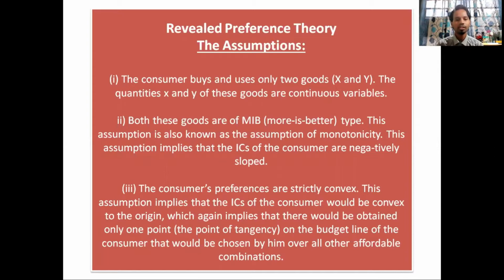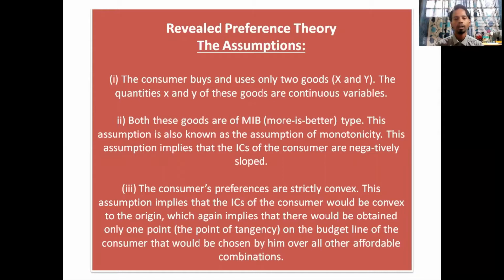This assumption is also known as the assumption of monotonicity, meaning that as we see them in the market, one thing after another keeps coming. It goes on simultaneously, as we make a choice, we can see those products.